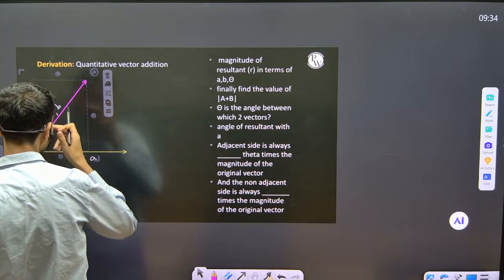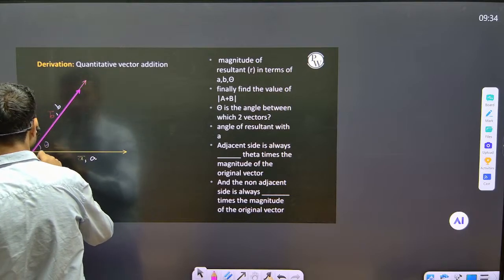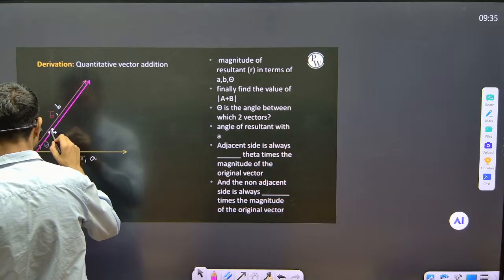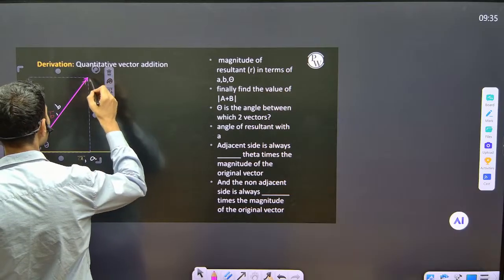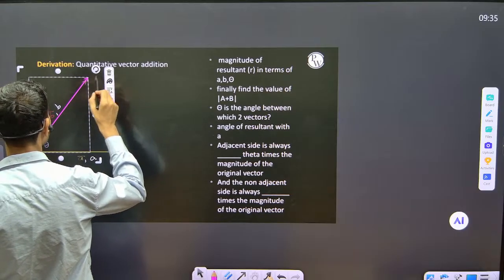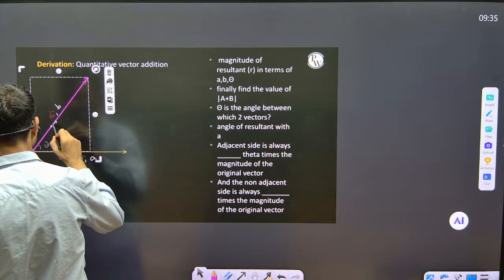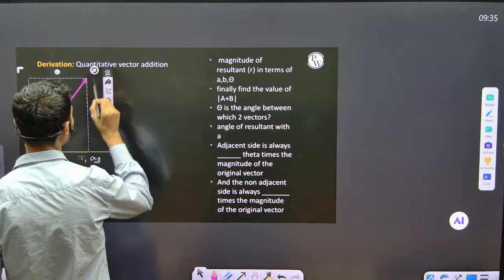Right? This is not moving. It's moving. Value is not moving. Oh, I'll draw it again.